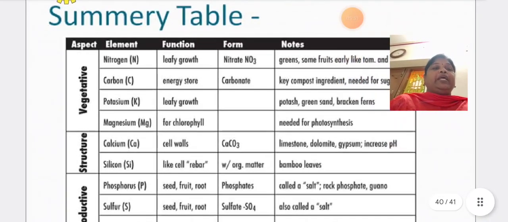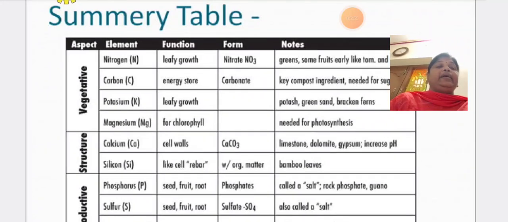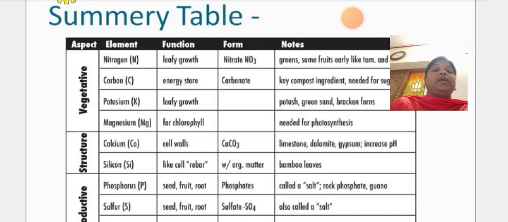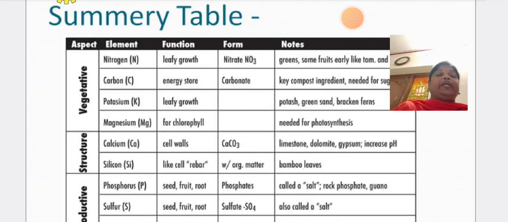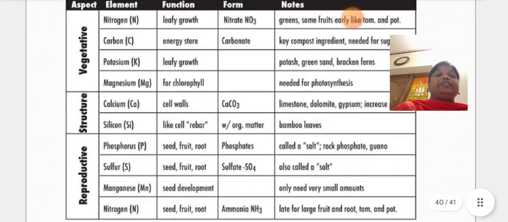Phosphorus is in phosphate form. Then nitrogen functions for greens, some fruits and early crops like tomato. Then carbon is a key compost ingredient. Potassium sources are potash, green sand and broken forms. These are needed for photosynthesis. Manganese is mainly important for photosynthesis. Then calcium sources are limestone, dolomite and gypsum as calcium-containing fertilizers. Silicon is mainly found in bamboo leaves. Phosphorus sources are rock phosphate and guano. Then sulfur is called a salt. Then manganese is only needed in very small amounts.